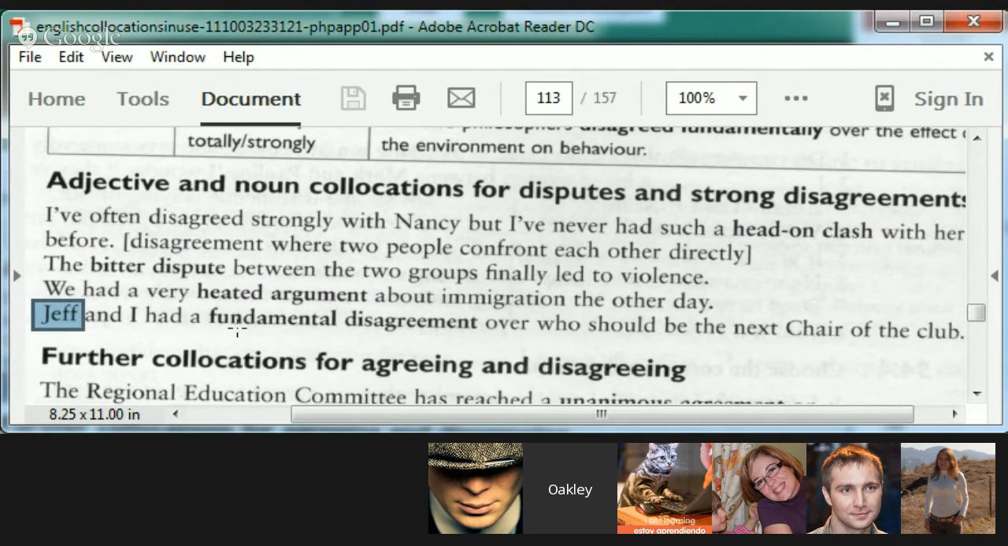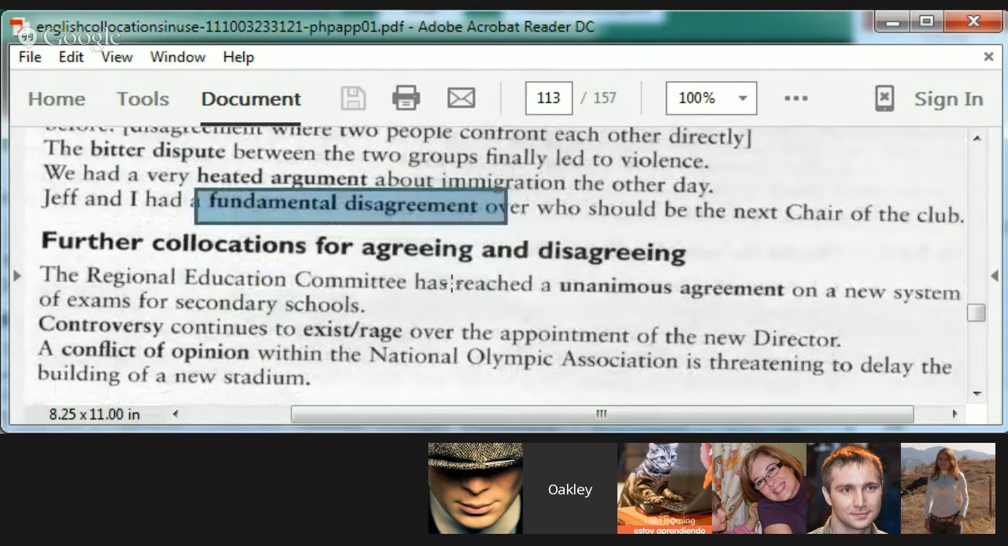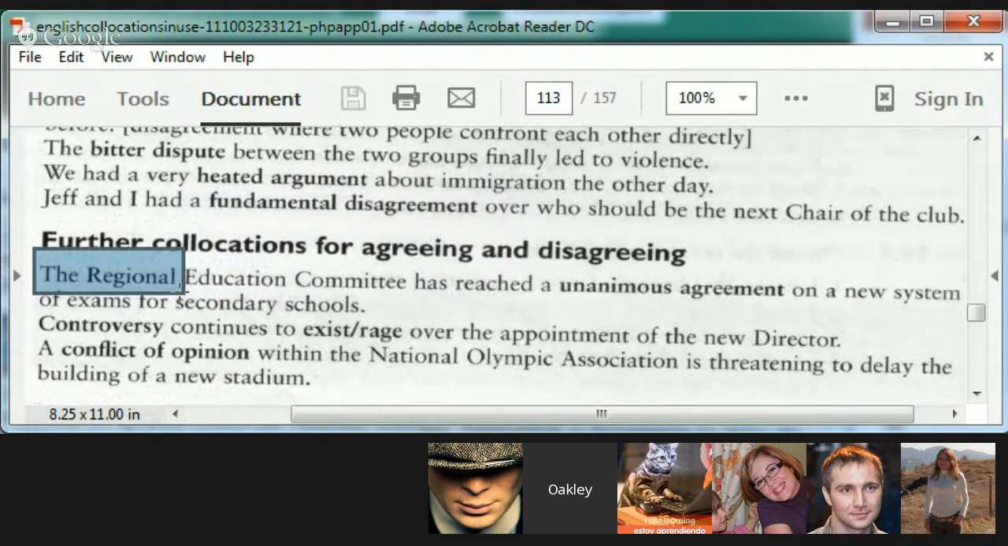Okay, and we already actually talked about a fundamental disagreement. All right, a very base disagreement. Still more collocations with agreeing and disagreeing. Let me go to Alex here. Alex.